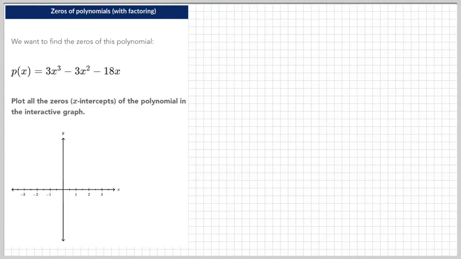So this problem is asking for the zeros of this polynomial. And this polynomial is not in factored form. We need it to be in factored form in order to find all the zeros. So the first thing we're going to have to do is factor this.